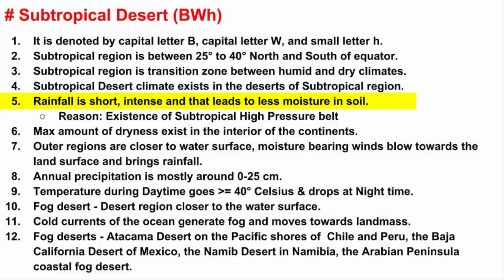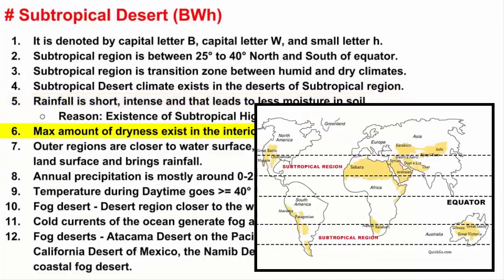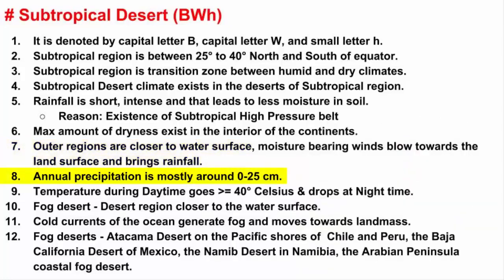So it is because of the subtropical high pressure belt that the skies are usually clear. That's why there is very low rainfall. Now I want you to again look at this map. If you notice, most of the deserts in subtropical region are also nearer to the coastal region. That means the maximum amount of dryness in these deserts is found in the interior of the continents. But the regions that are closer to the water surface, there some moisture bearing winds blow towards the land surface and bring moderate rainfall.